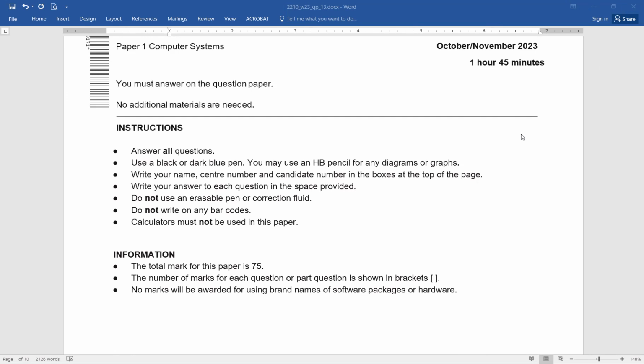Write your name, center number, and candidate number in the given boxes. You have to write your answer in the given space. Do not use an erasable pen or correction fluid at all, and do not write on any barcodes. Calculator must not be used in the paper, so please do not carry the calculator at all on the examination day. The paper is of 75 marks. The number of marks for each question or each part of the question are given in brackets at the end. There's no mark which is awarded for writing the brand name of software packages or hardware, so please be cautious, because you don't score any mark at all for that.